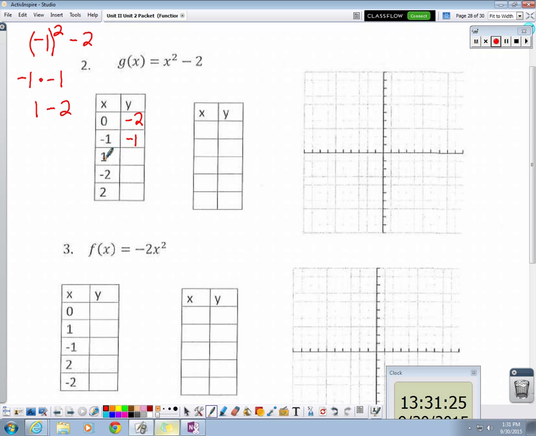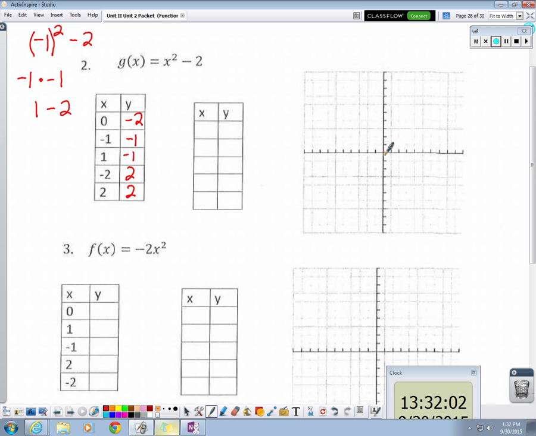Okay, what about when we plug in a +1? You will also get -1, because think about it. It doesn't matter whether you plug in a -1 and square it or a +1 and square it. You get the same answer, because -1 times -1 is the same thing as +1 times +1, isn't it? Because those two negatives become a positive. What about when you plug in a -2 and square it? What do you get? 2, because you get 4 minus 2, which is 2. And then what about when you plug in a +2 squared minus 2? 2. Okay, so now let's plot these points and see what the graph looks like.